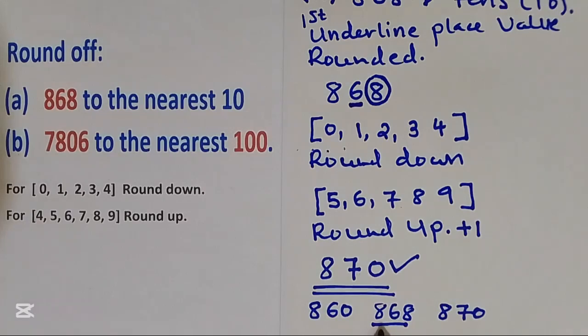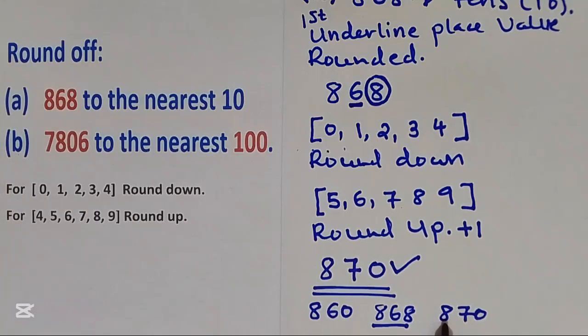As you can see, we are rounding 868, and you have two options, to round up or to round down. When we round down, it's going to be 860. When we round up, it's 870. But when we check our number, it is very close to 870. That's why this becomes our correct answer.